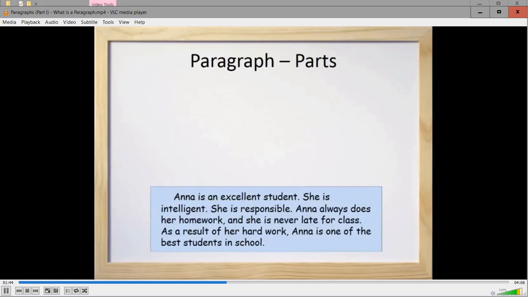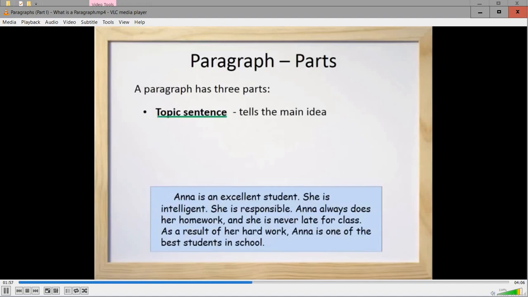Paragraph parts. So how many parts does a paragraph have? A paragraph has 3 parts. The first part is a topic sentence. This tells the main idea, or what the paragraph is about. The topic sentence in our paragraph about Anna is, Anna is an excellent student. That sentence tells us what the rest of the paragraph is about.